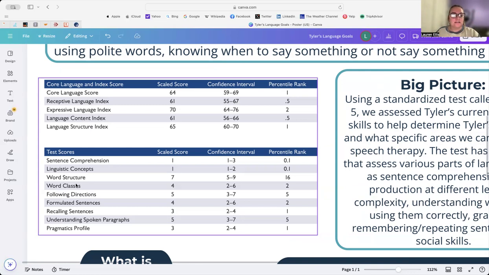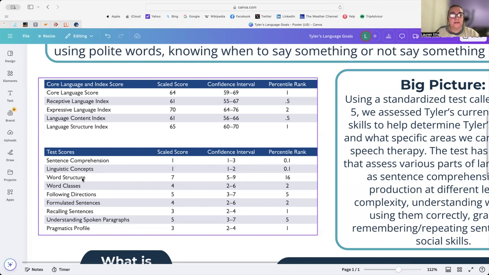And then just moving into the subtests, just to give you a brief understanding of each of them. Sentence comprehension helped us assess how well Tyler can understand sentences, and if it gets more complex, does that get more challenging for Tyler? And he struggled in that area. Linguistic concepts tested his understanding of words and vocab and if he can understand word meanings.